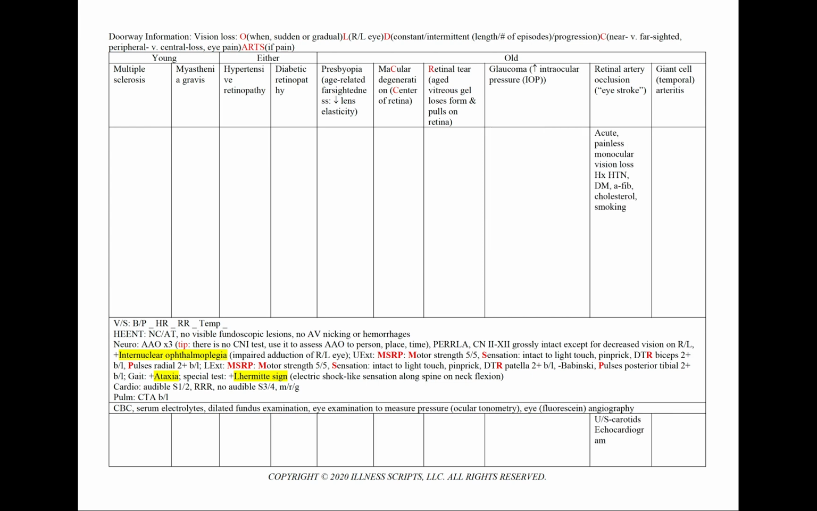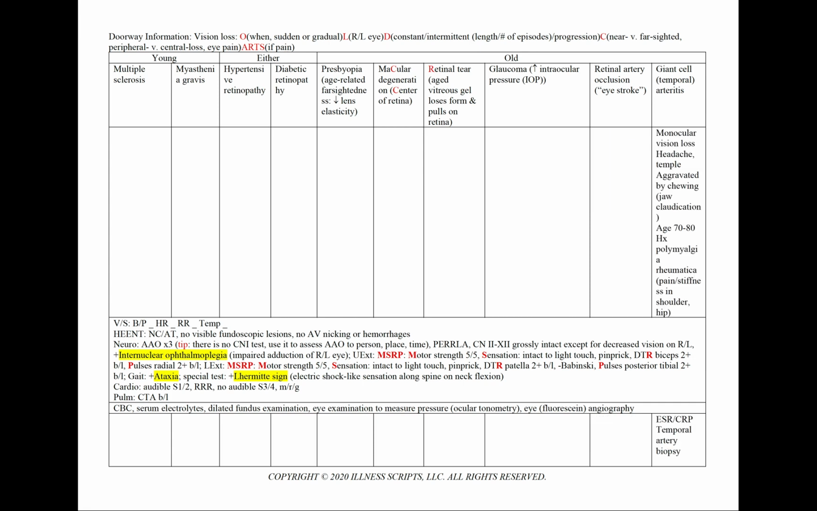In a retinal artery occlusion or an eye stroke, we'll see acute, painless, monocular vision loss, and our patient will have a history of risk factors: hypertension, diabetes, atrial fibrillation, cholesterol, and smoking. And we'll add here an ultrasound of the carotids and an echocardiogram to try to get at the source of the stroke.